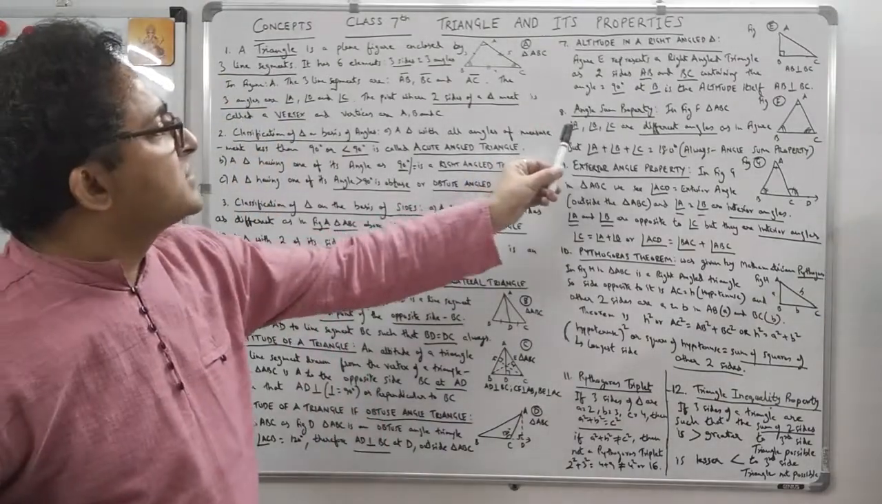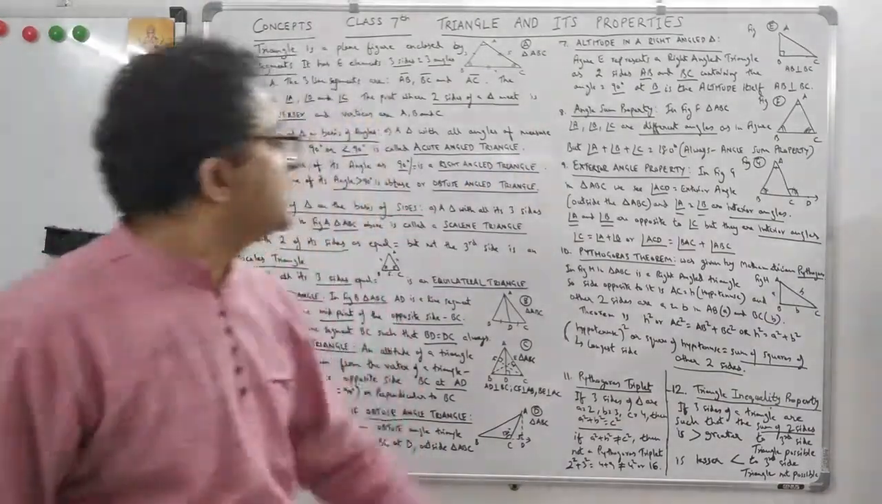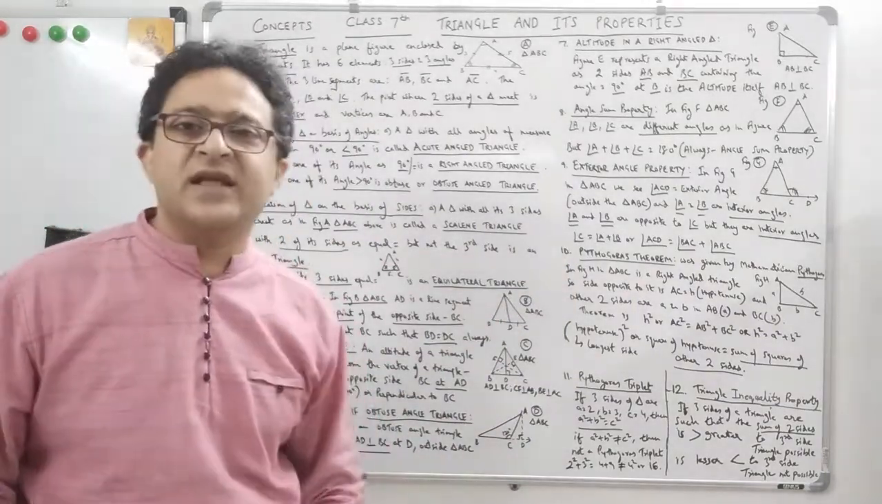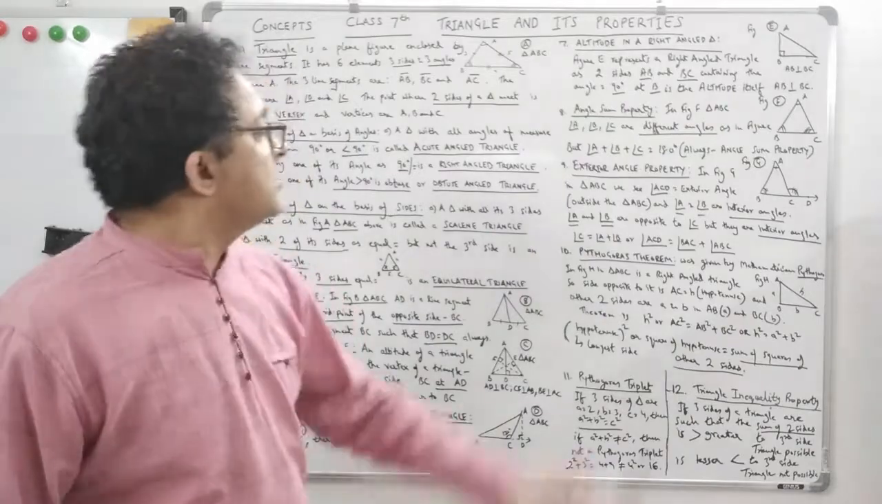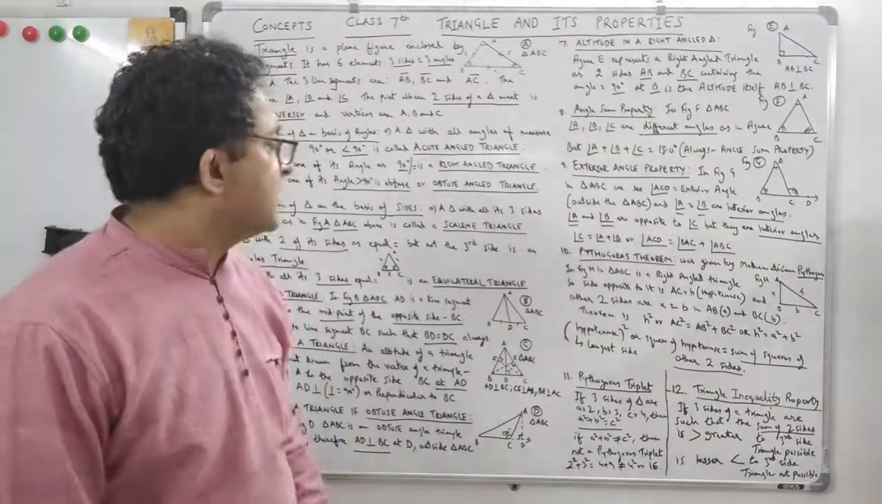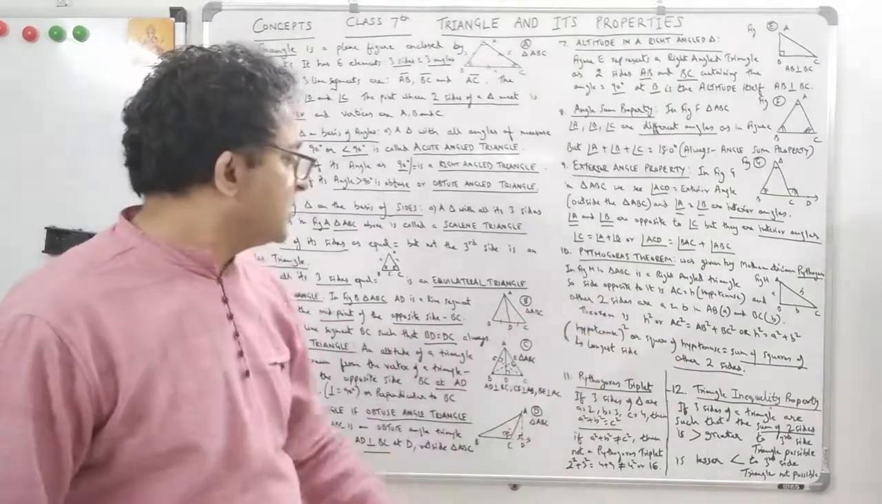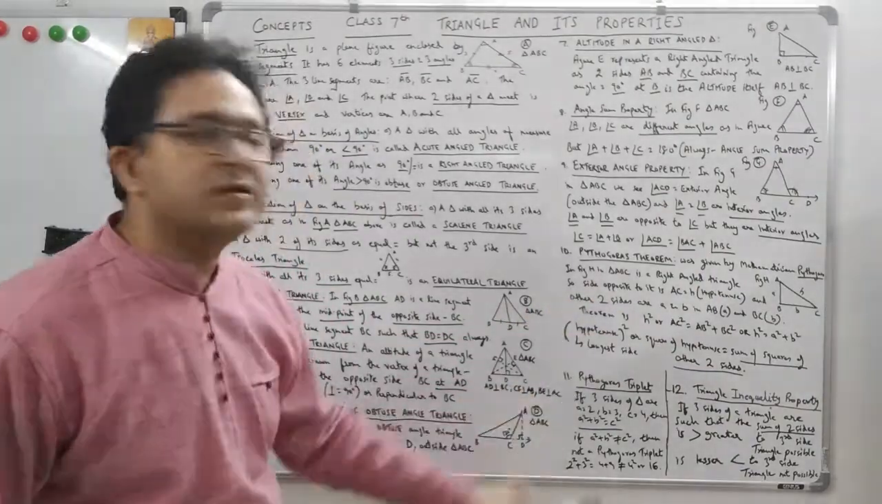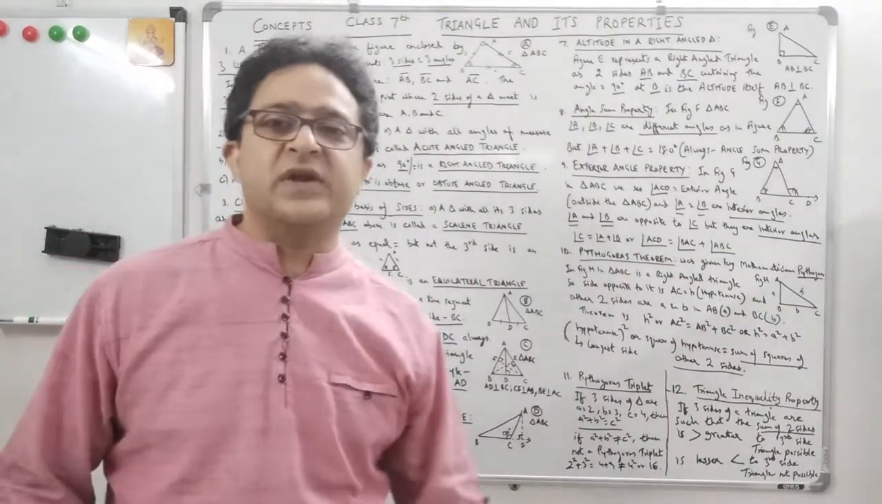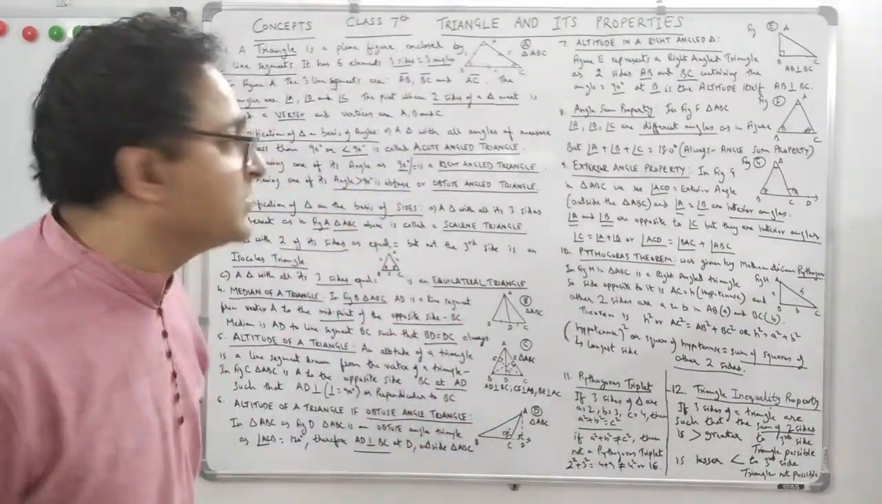Then we'll discuss the angle sum property. Some of the students, or maybe most of them, must be knowing it, but those who don't know, I will tell you. Then we will discuss exterior angle property. Then Pythagoras theorem, Pythagoras triplet, and lastly triangle inequality property. So let's get started with triangle.